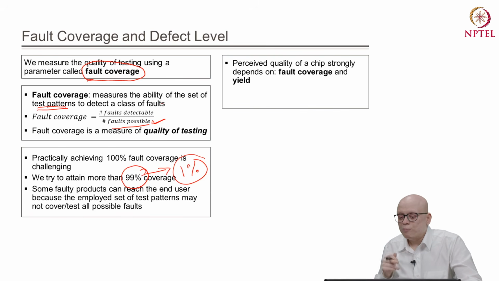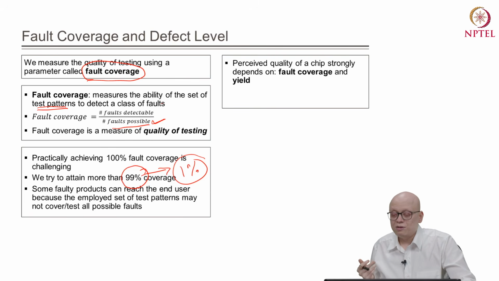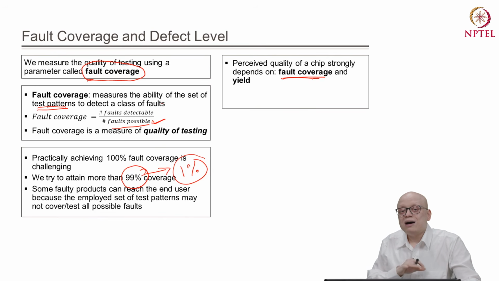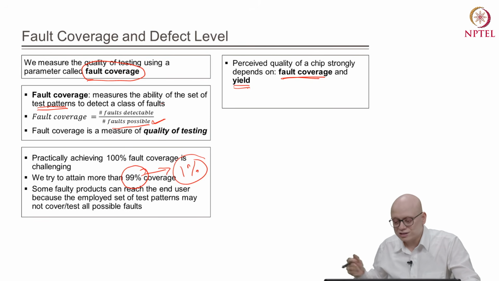So, the perceived quality of a chip based on the customer will depend on how much fault coverage we are doing. If we are at 100%, then no chip can escape testing, or no defective chip will escape testing. It will always be caught, and it also depends on yield, meaning that if yield is 100%, then all will be error free. So, if yield is high, then the chip will not have the defect and the perceived quality of the chip will be very good.